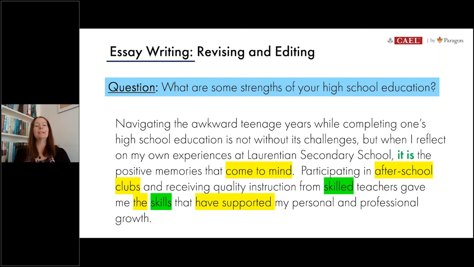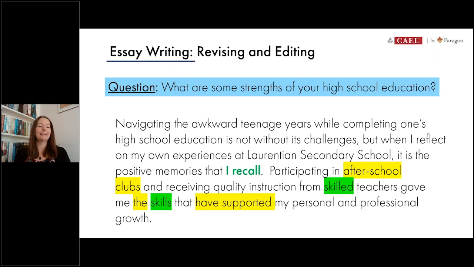My next revision here is more to do with the academic tone. When I say that positive memories come to mind, it's a bit casual. So I think I should rewrite that just to make it a little more academic or precise. So I'll just say that these positive memories are ones that I recall. I like that better.